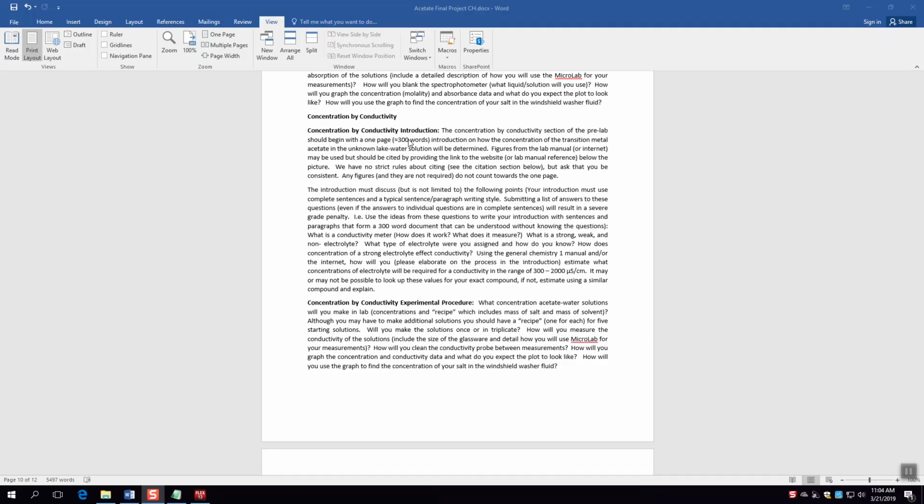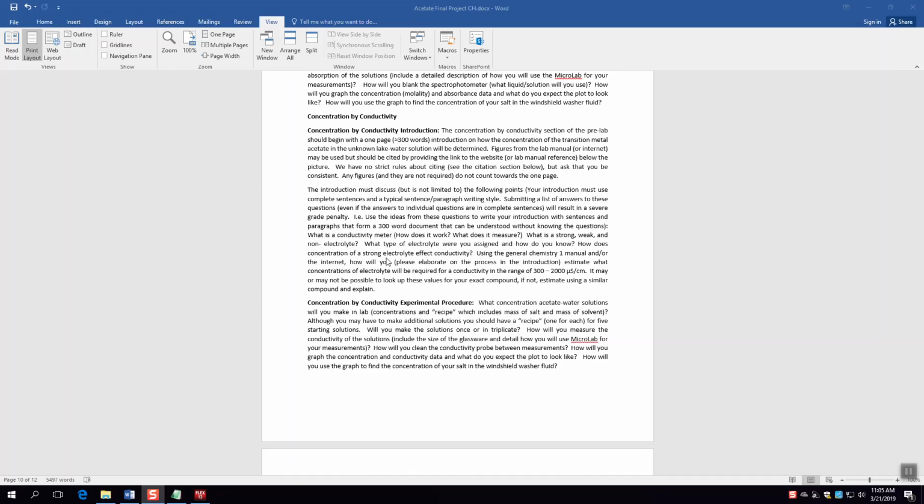So, the introduction should talk about a set of background information. Towards that purpose, we have a series of questions here that can help you formulate that background. Things like, what is a conductivity meter? How does it work? What are strong, non, and weak electrolytes? What type of electrolyte is our material? How does it affect conductivity? Etc., etc. So these questions are provided as a way for you to have a basis to write your introduction.